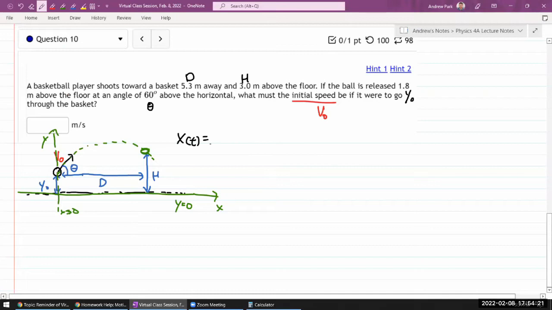With that axis in mind, the x position of the ball is a function of time. For a projectile motion, the horizontal acceleration is 0. So I can say it's the horizontal component of initial velocity times time. That'll give me the x position of the ball. And technically, there's an initial x naught, but to make my equation simple, I'm having it start at x equals 0, so I'm not going to write that down superfluously.